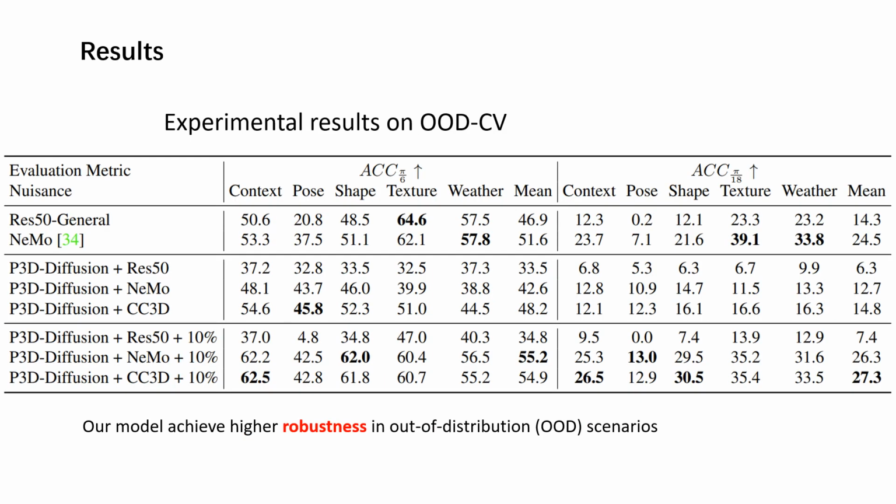The OODCV dataset includes out-of-distribution examples from 10 categories in Pascal 3D+. This dataset is specifically designed to assess out-of-distribution robustness against factors like pose, shape, texture, context, and weather. CC3D's performance on this benchmark highlights its robustness and adaptability to diverse and challenging real-world conditions, outperforming other models when trained without real annotations or fine-tuned with a small portion of real data.